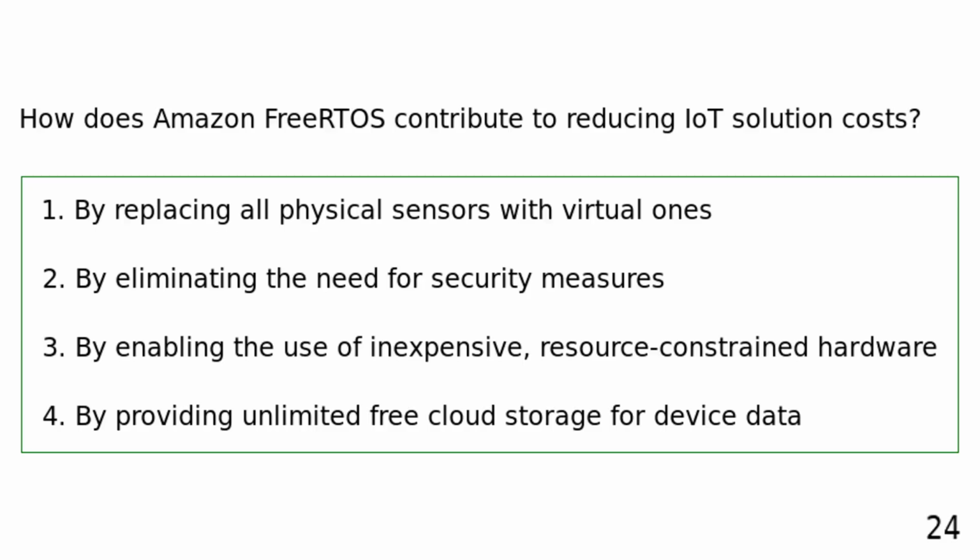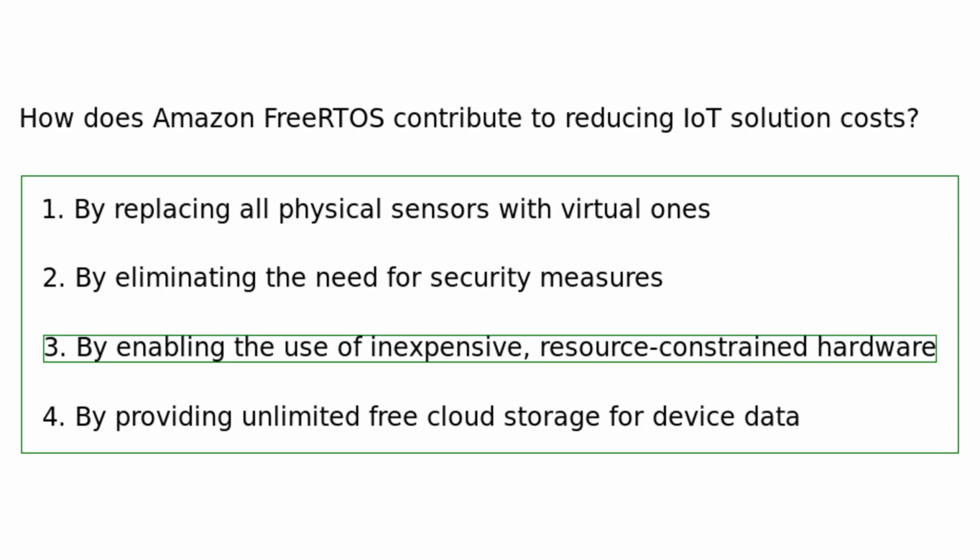How does Amazon FreeRTOS contribute to reducing IoT solution costs? By replacing all physical sensors with virtual ones. By eliminating the need for security measures. By enabling the use of inexpensive, resource-constrained hardware. By providing unlimited free cloud storage for device data. Amazon FreeRTOS allows developers to use inexpensive, resource-constrained hardware for their IoT solutions, as it is optimized for such devices, thereby reducing overall solution costs without compromising functionality.